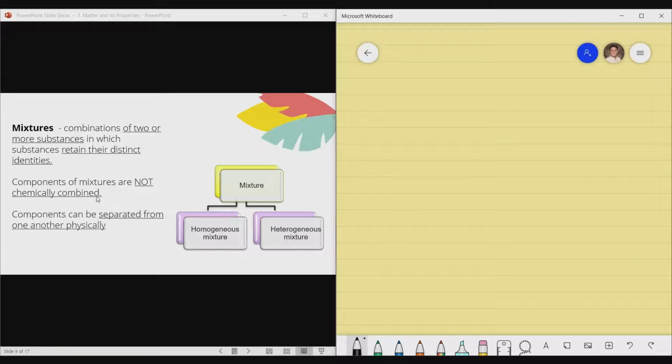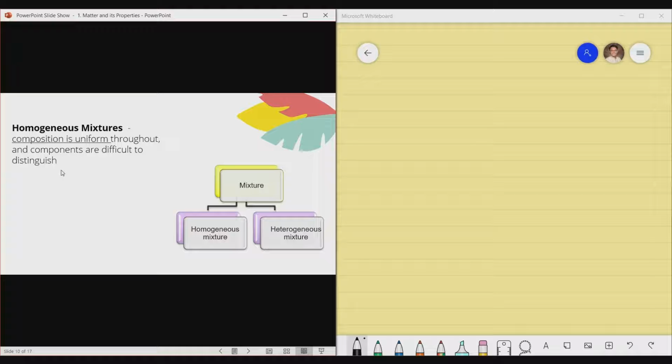Components of mixtures are not chemically combined. Okay, so every time we create a mixture, we only do it physically. They are only physically combined, not chemically. And then components can be separated from one another physically. Since pwede natin silang pag-combine o pagsamahin physically, we can also separate them physically. Now, let's differentiate homogeneous and heterogeneous under mixture.